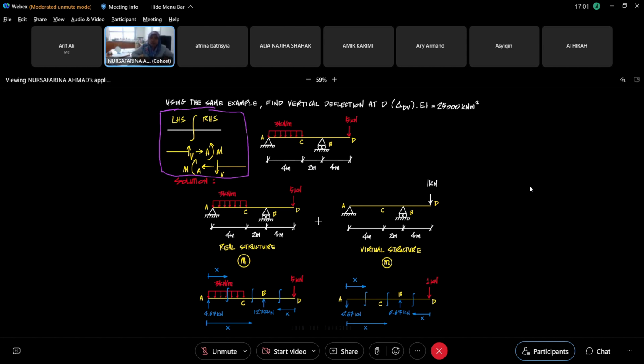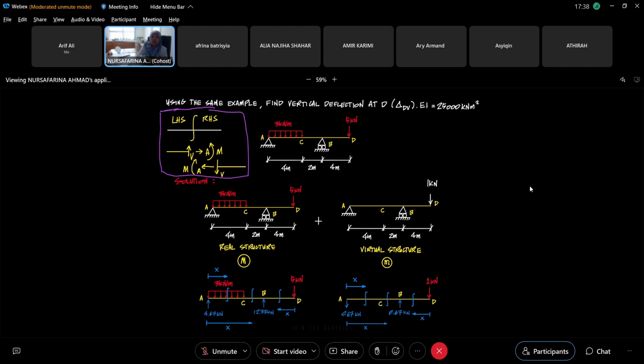Basically, if you make the left hand side clockwise, the right hand side must be counterclockwise, so there will be a difference there. But usually for internal forces, people make the left hand side clockwise, and then the right hand side anticlockwise. Okay, right? So if you have a beam here, the real structure, make it a real structure and a virtual structure.